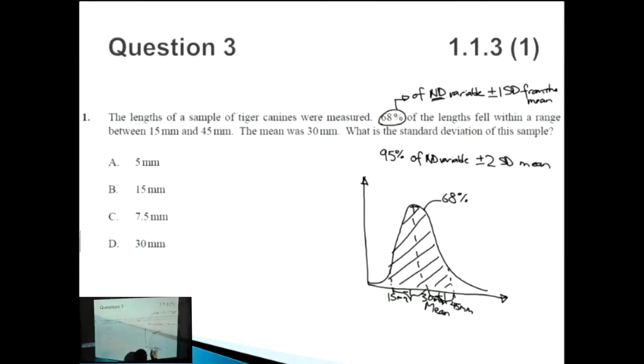So therefore, how many standard deviations do we have between 15 and 45? We have 2 standard deviations. And that 2 standard deviations is 45 millimeters minus the lower value, minus 15, equals 30. So what is 1 standard deviation? Easy, just divide that: 15 millimeters. Therefore, our answer is B, and all the other ones are wrong.